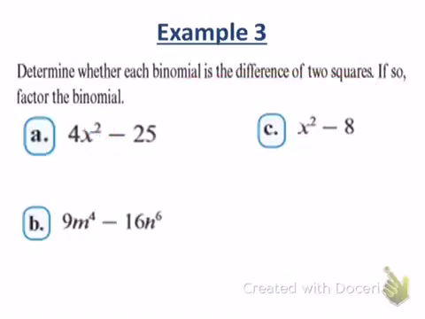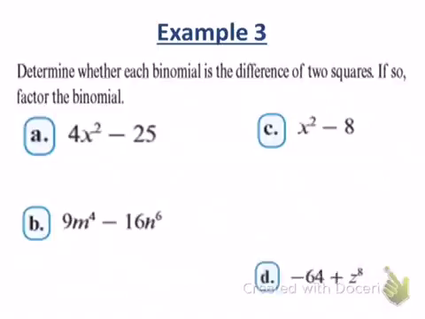x squared minus 8. Do we have a GCF? No. Do we have a difference of squares? Why not? 8's not a perfect square. It's not factorable over the rational numbers. This is it. You can't do anything to it. Now, we could go into the irrational numbers because 8 has a square root, doesn't it? It's the square root of 8.